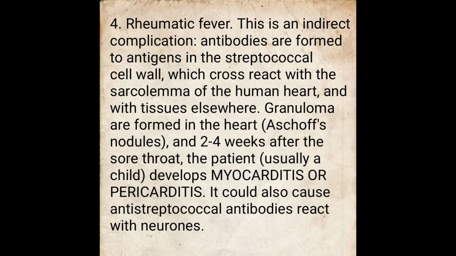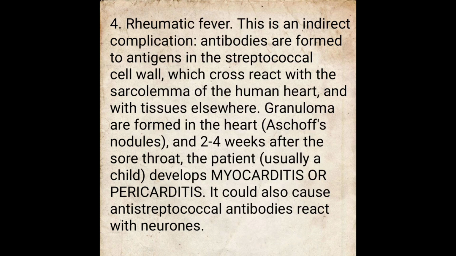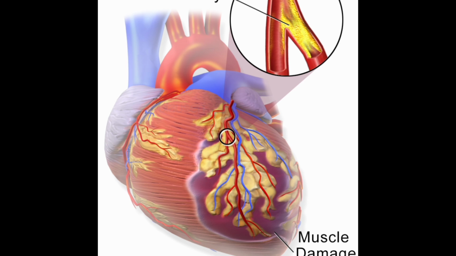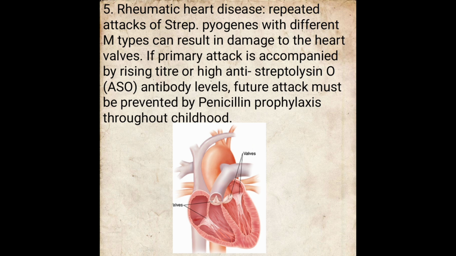This one is rheumatic fever, very dangerous, that can lead to myocarditis or pericarditis, because the cells of the body have been sensitized to produce antibodies against itself because of the similarity. So you find a situation where the body itself attacks some of the heart, forming nodules in the heart cells and muscles, and it could also cause streptococcal antibodies reacting with the neurons. When we talk of neurons, we are talking of the cells of the brain. The rheumatic heart disease. These are all serious complications of this Streptococcus pyogenes.